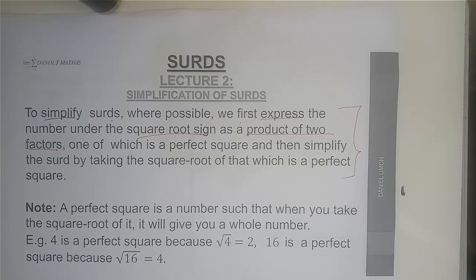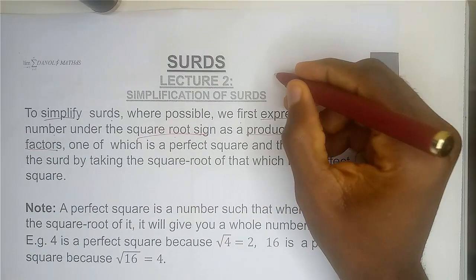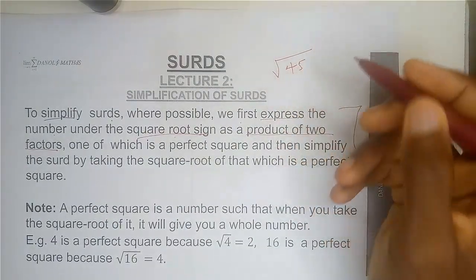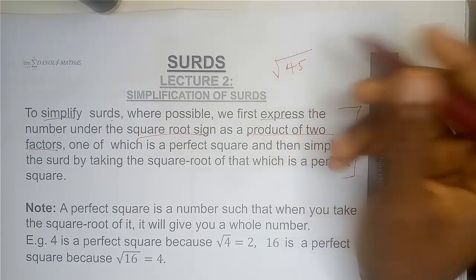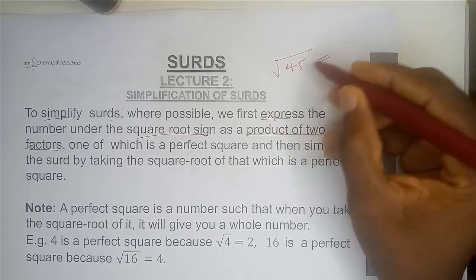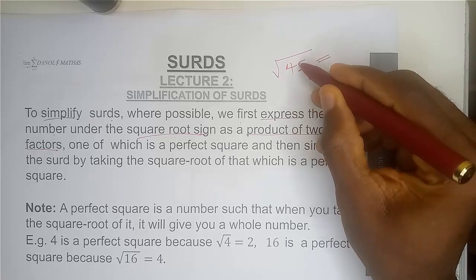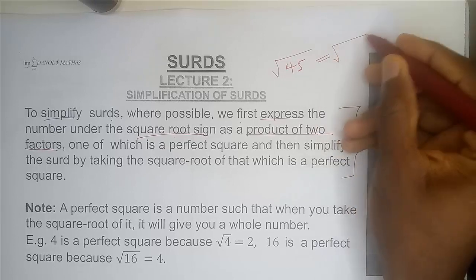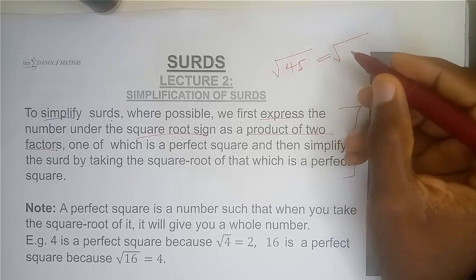Now, what I'm trying to say in essence is, if you are given a surd, let's say square root of 45, and you are asked to simplify this surd, what you are going to do is, you are to break the number under the square root sign, this 45, into two factors. Then one of the factors at least must be a perfect square.